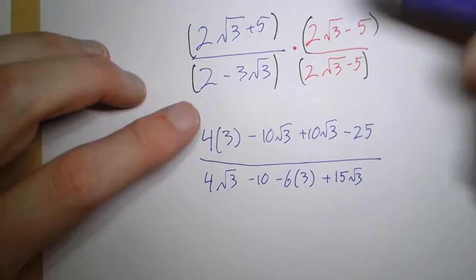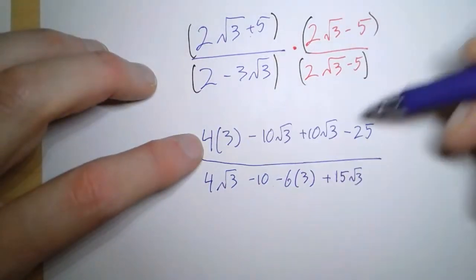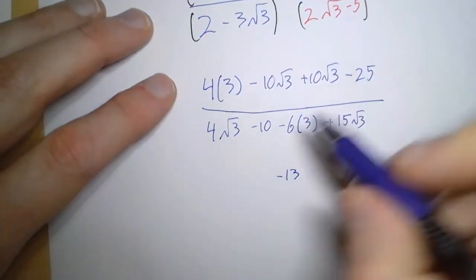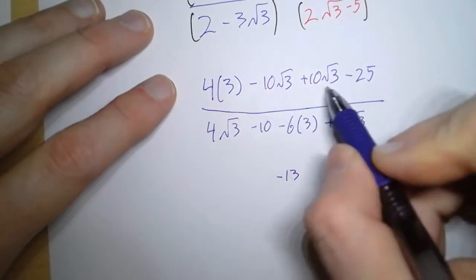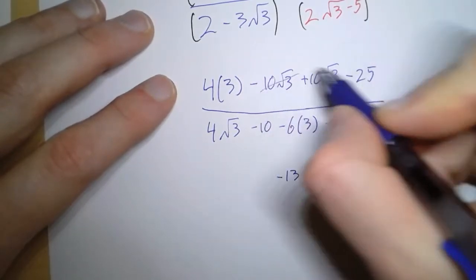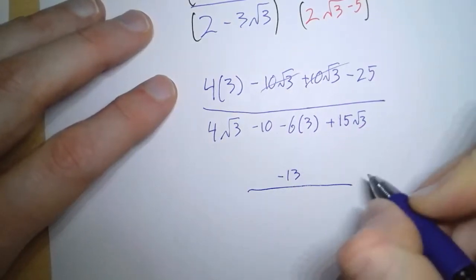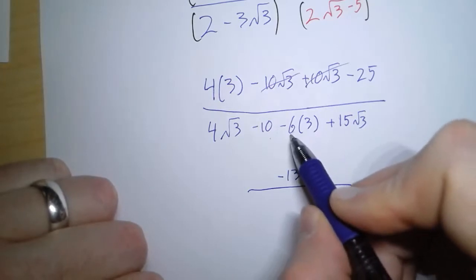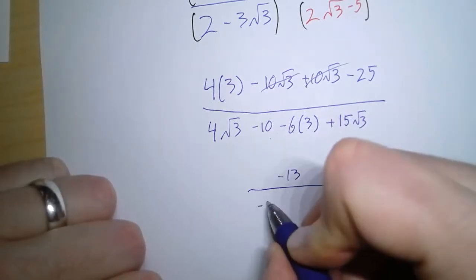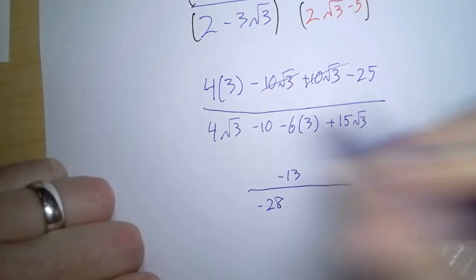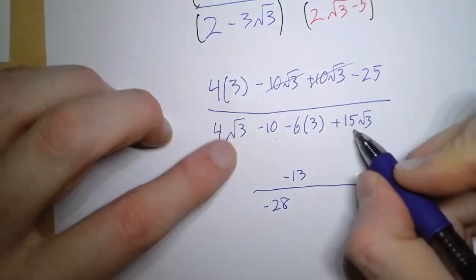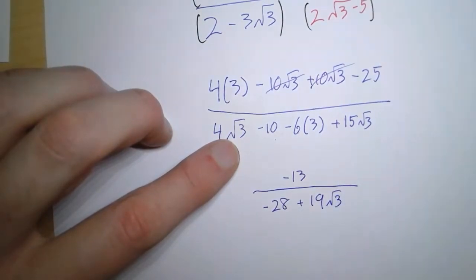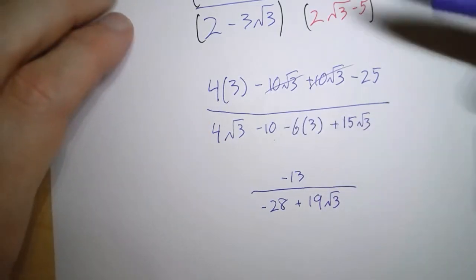Now, let's combine like terms. Let's see, 4 times 3 is 12, minus 25 is negative 13. Plus minus 10 radical 3 plus 10 radical 3, so they cancel out. On the bottom, we have negative 10 minus 6 times 3. 6 times 3 is 18. So we have negative 28 when we combine it with negative 10. Then we have 4 radical 3 and 15 radical 3. So that's plus 19 radical 3. So this is what it is in the simplified form.